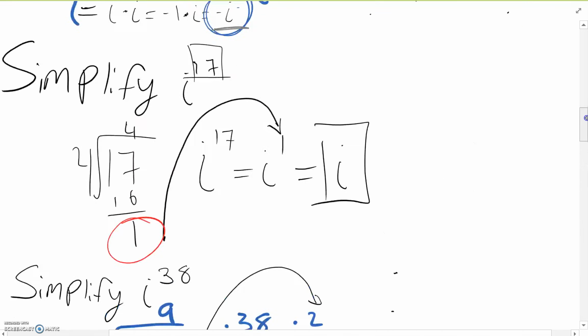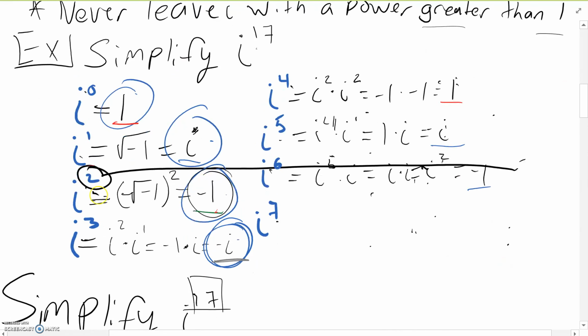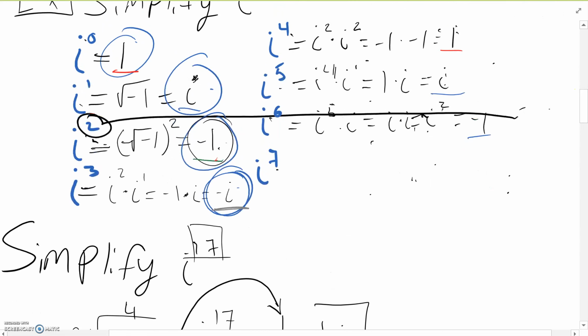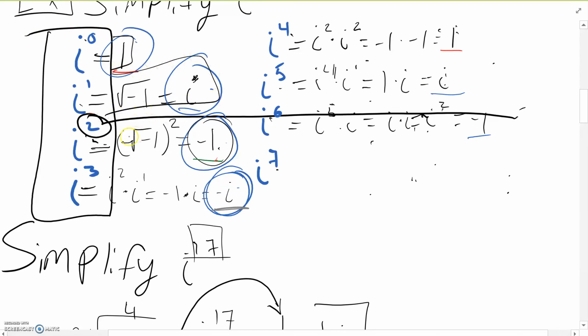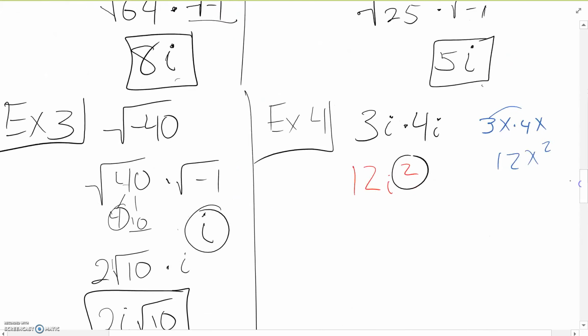So if we go back up to our chart, we can see that i squared is negative 1. So until you memorize that, make sure you have those four. You could write this on your quiz right when you get it, so that you know i to the 0th is 1, i to the 1st is i, i squared is -1, i cubed is -i. Okay. So I know i squared is -1, so this is 12 times -1, which is -12. Boom. There's my answer. I'm done.